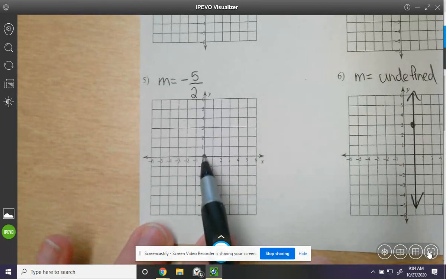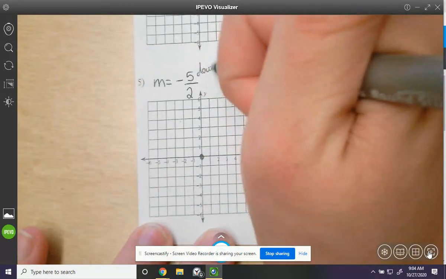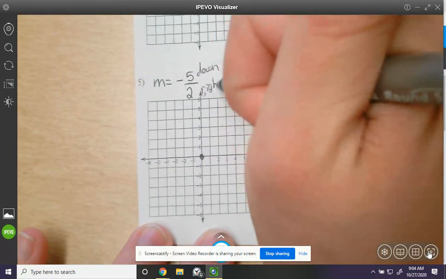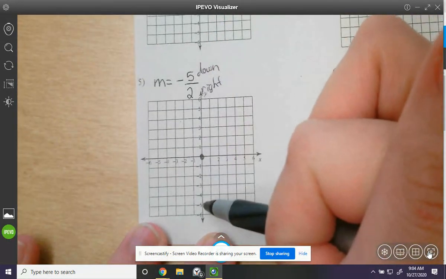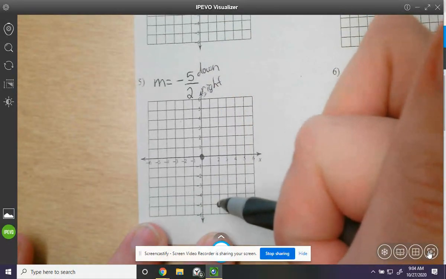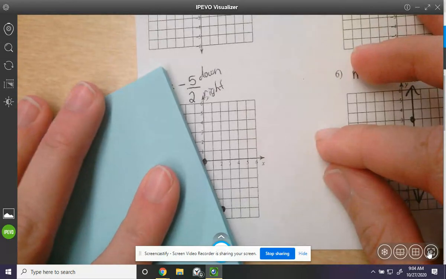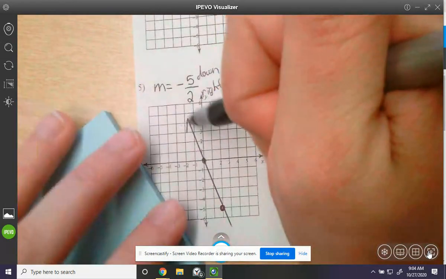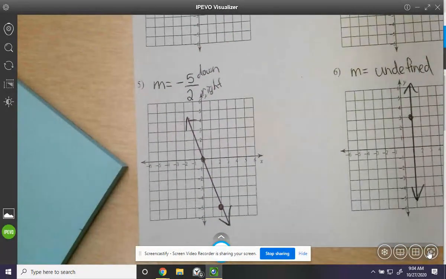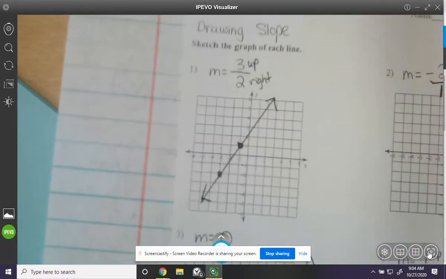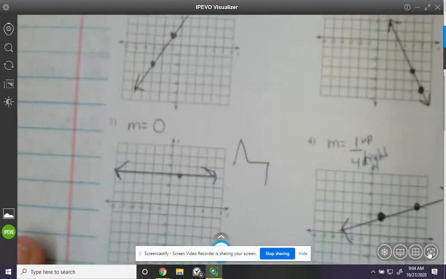Here's my starting point, so I'm going to go down 5 and to the right 2. So down 5, to the right 2, and I got my line. Okay, so that is drawing slope. You can tape that in your notes if you have your notes with you. And that is how you draw slope.